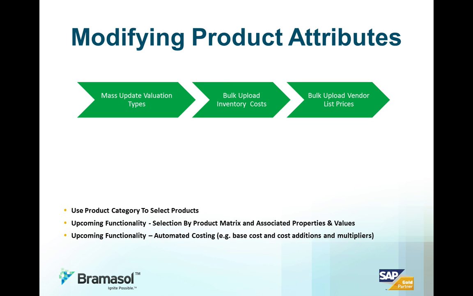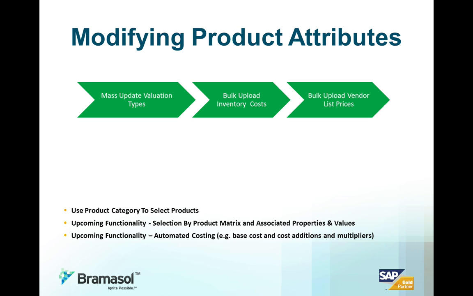Okay, so we've seen it's fairly easy to modify product attributes using the mass update. In the case of the valuation types, we use the mass update in the system. In the case of inventory cost and vendor list prices, we use the Excel upload tool. Now, in upcoming releases of the product matrix generator, we're going to be able to select these items by the product matrix and by the associated values or properties associated to that product matrix. And that'll make the update, especially in the mass updates, even easier. The mass update that's embedded in the system.